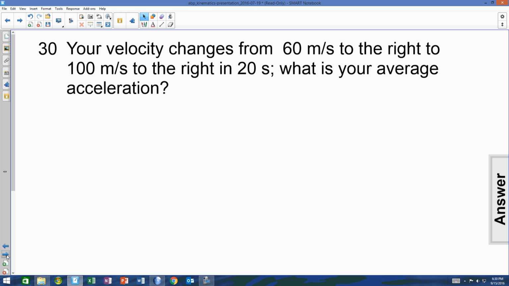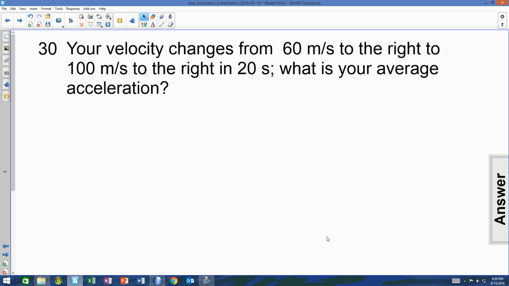So let's go ahead and try a problem. When I get done reading the problem, I want you to go ahead and pause the video, solve the problem, and then go ahead and start the video again. Your velocity changes from 60 meters per second to the right to 100 meters per second to the right in 20 seconds. What is your average velocity? What is your average acceleration?